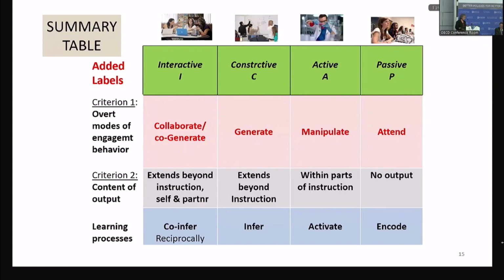So this is just a summary table. So we added labels. So interactive is simply co-generative and extends beyond instruction, and it's co-infer. Constructive is simply generative. You only extend beyond instruction, not beyond the partner's, or you're inferring. Active is you manipulate, and passive is you just pay attention with no output. So those, we're going to start using those new labels.